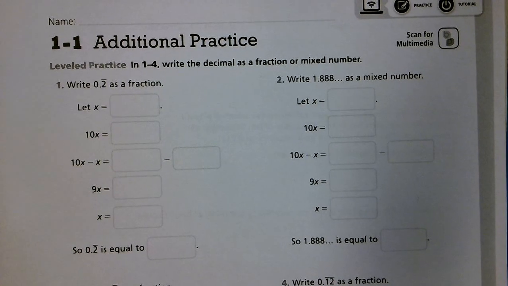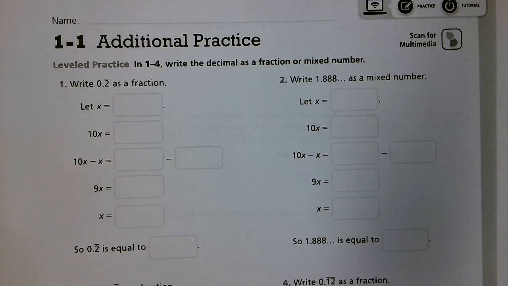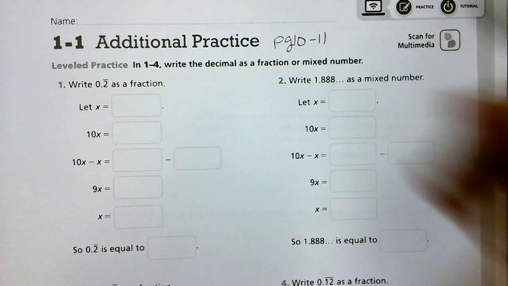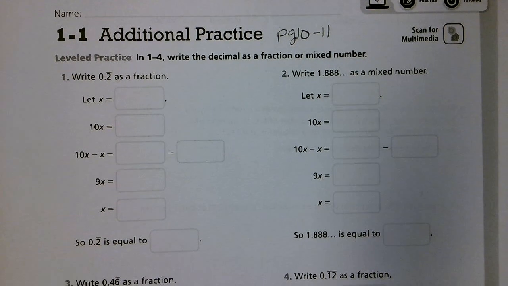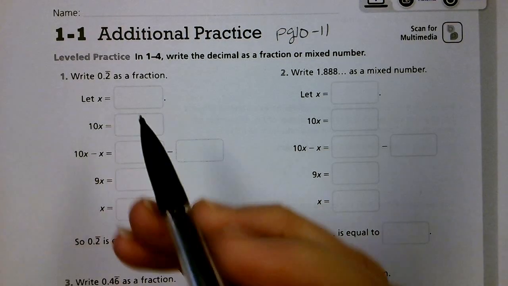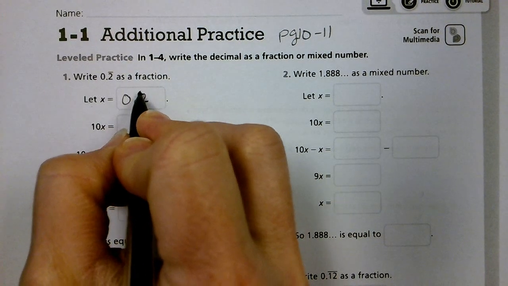Today what we're going to practice is I'm going to give you some notes on how to turn a repeating decimal into a fraction or a mixed number. This goes along with pages 10 and 11 in your textbook. So, step by step, follow along with me as I write, you write. We're going to let x equal 0.2 repeating.